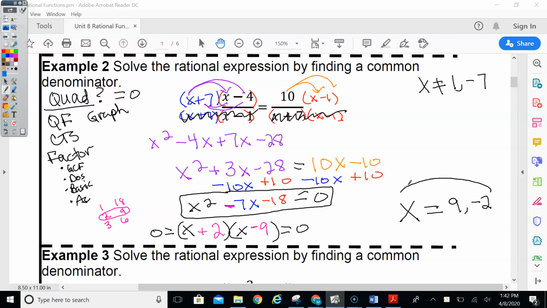So these are the answers if they're not this. So 9 is not an excluded value, negative 2 is not an excluded value, so both of them are okay. If either of these ends up being this answer, we have to throw it out, because they cannot be these, because when we plug it back in, we divide by 0, and we can't divide by 0. Alright, so we have one more where we have to cross multiply or multiply by denominators.